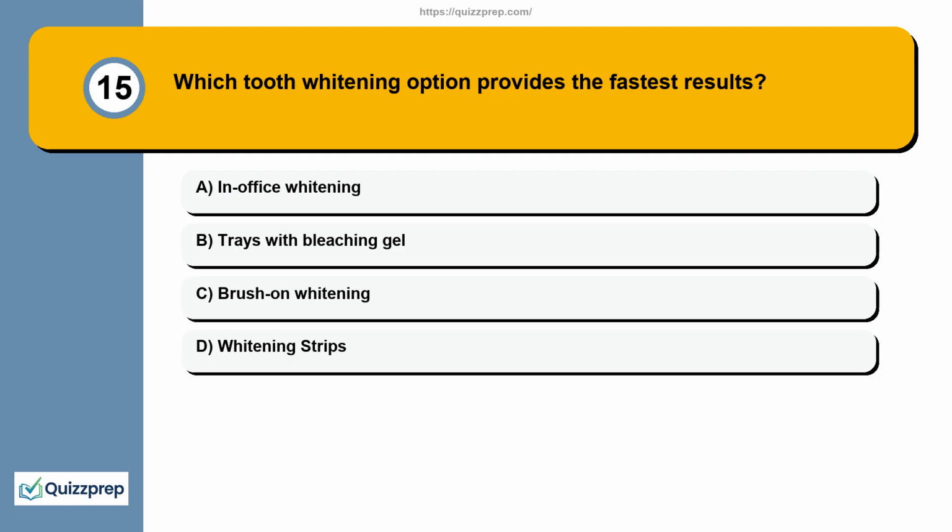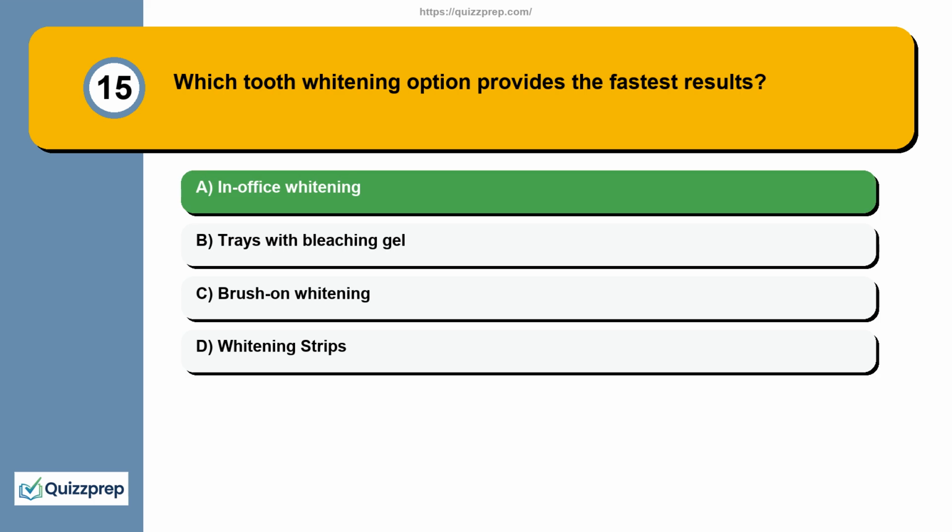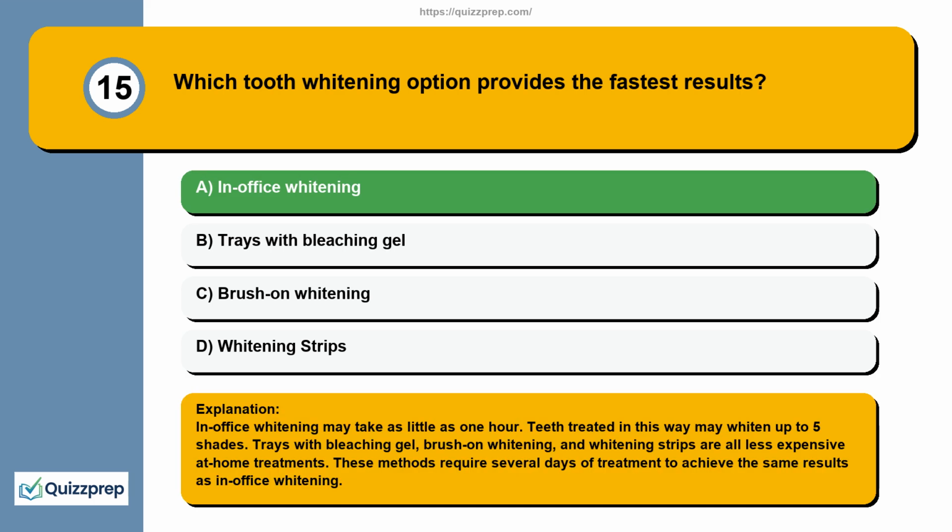Question 15. Which tooth whitening option provides the fastest results? In-office whitening, trays with bleaching gel, brush-on whitening, whitening strips. In-office whitening may take as little as 1 hour. Teeth treated in this way may whiten up to 5 shades. Trays with bleaching gel, brush-on whitening, and whitening strips are all less expensive at-home treatments. These methods require several days of treatment to achieve the same results as in-office whitening.